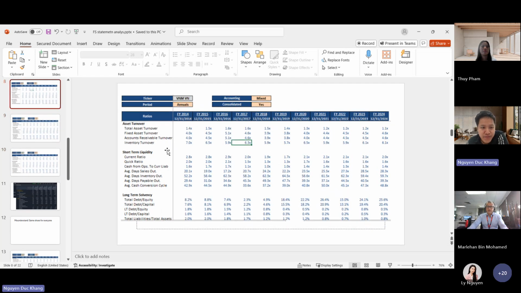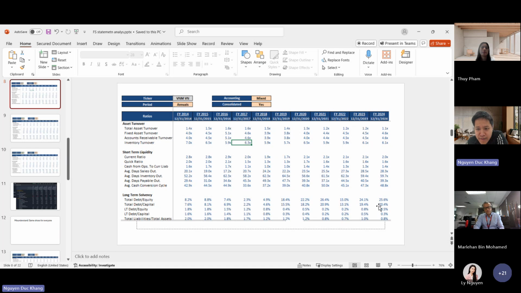Yeah, Vinamilk. You can see they also have no long-term debt at all. Even though they have factories, they don't use debt. They still have some debt. Debt to capital is like 20%. But they have quite a lot of current ratio, 2x, and 1.6 times quick ratio.